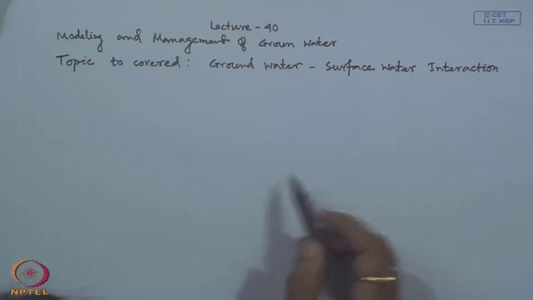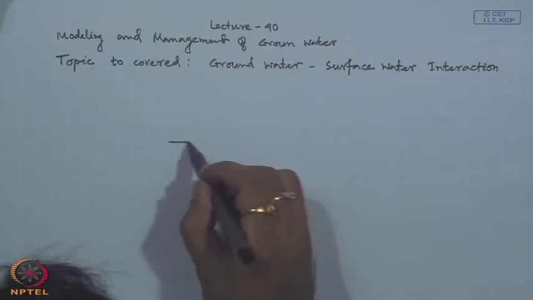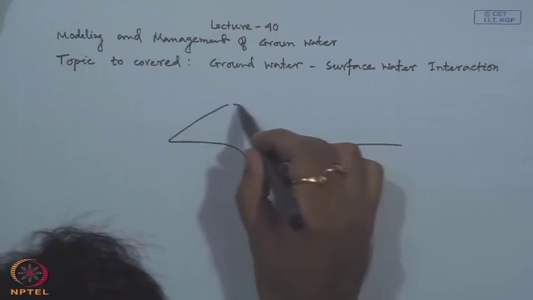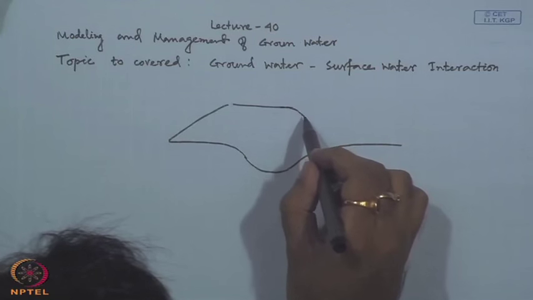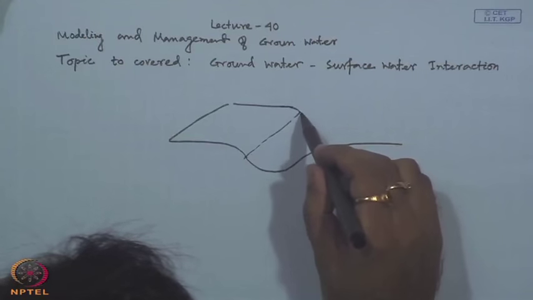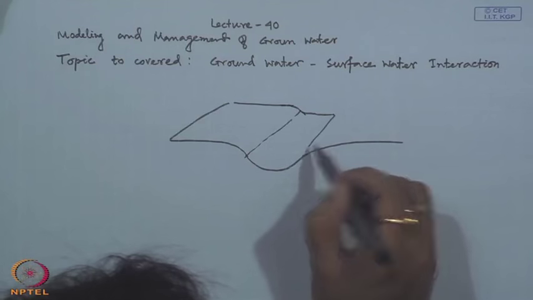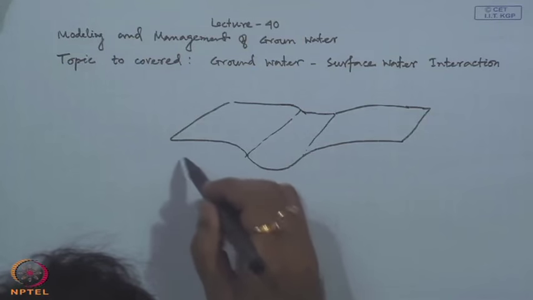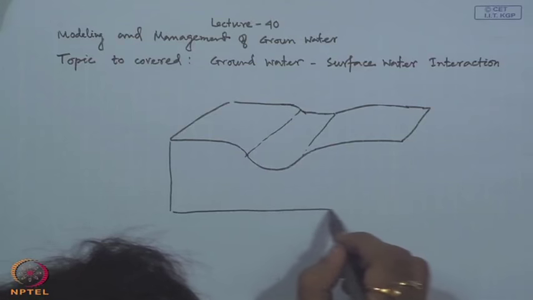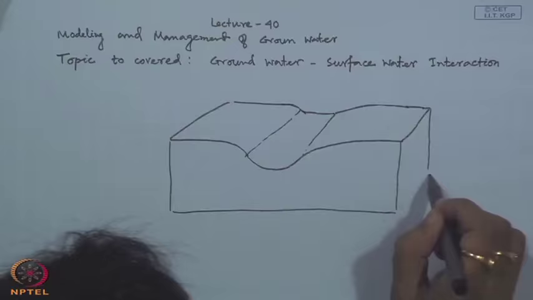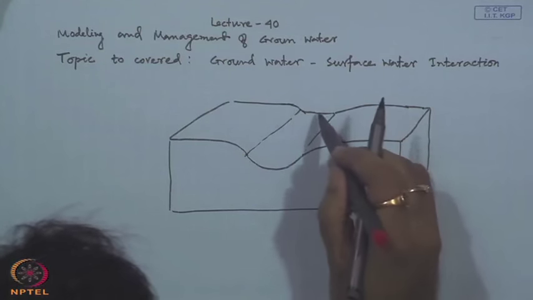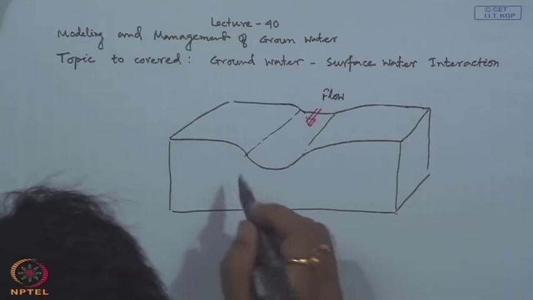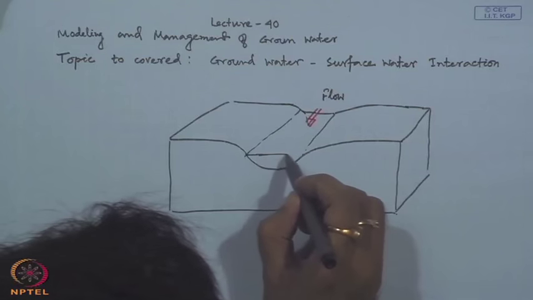So, let us consider one shallow aquifer, and we have the ground surface. And then we have one stream there. So, this is the direction of flow for the stream. So, flow, and let us say that this is our water table.